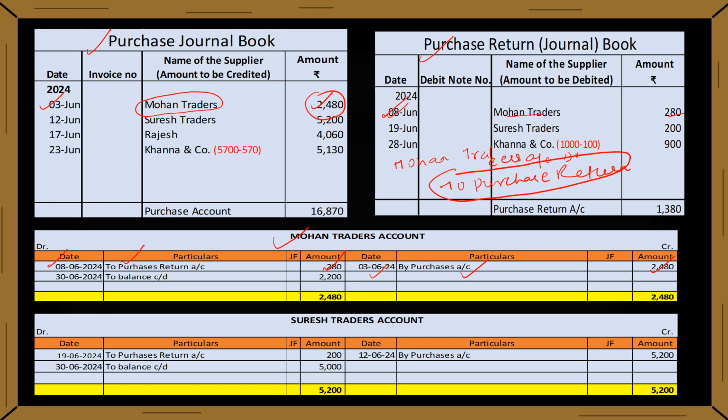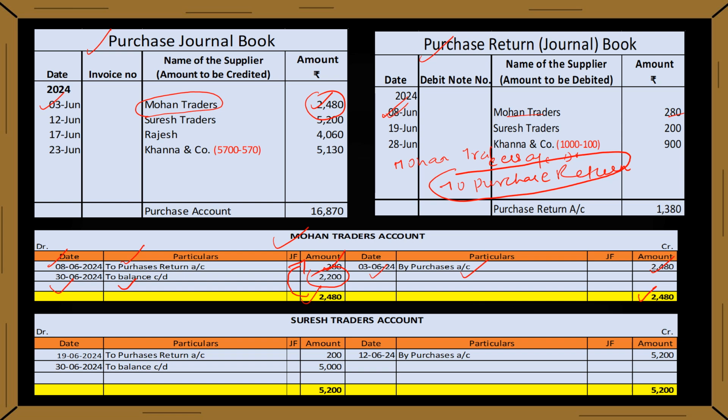On seeing we find out the credit side total is more. So we take the credit side total of 2,480 to the debit side also 2,480. On deducting 280 from 2,480 we get 2,200 as to balance carried down on 30th June 2024.